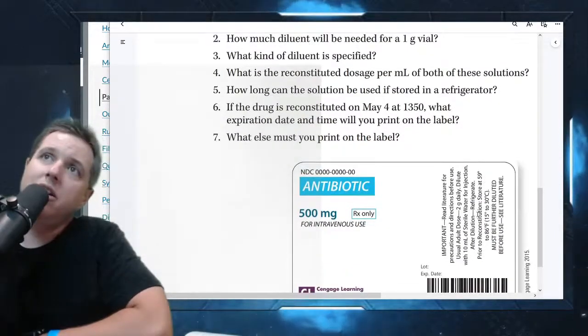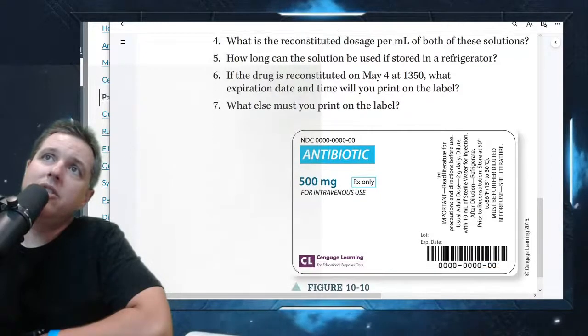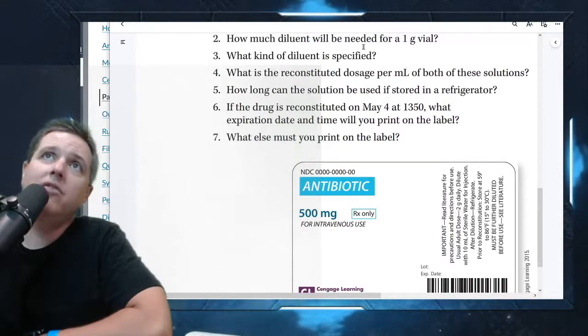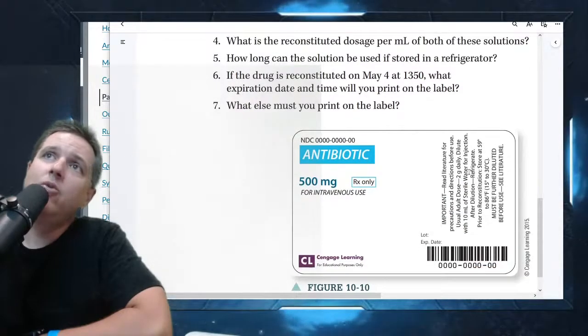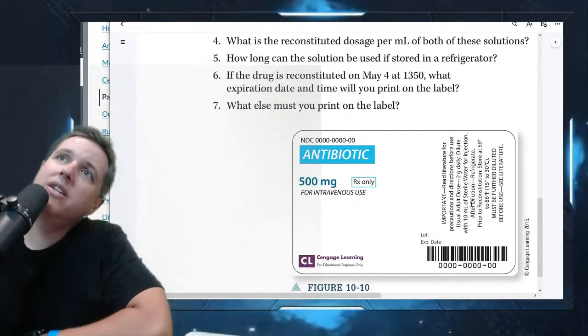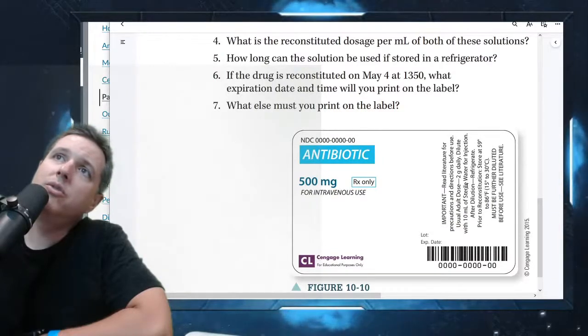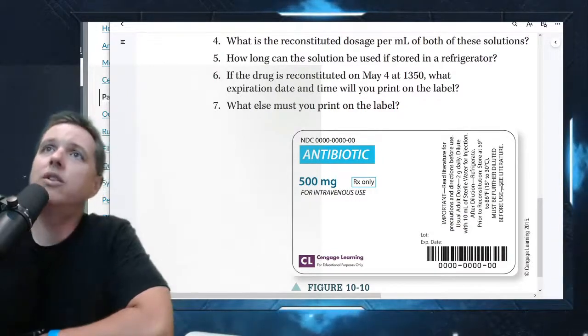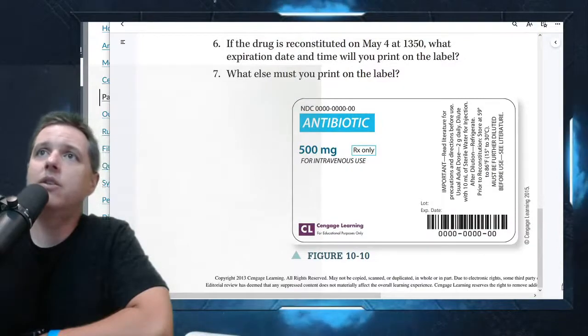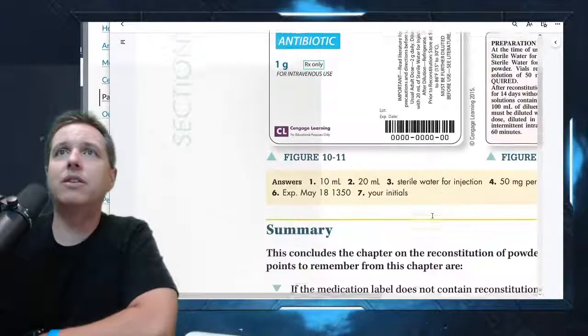And you can see here, it's kind of sideways, but there's a bunch of information in here. One of the things they ask on here is what kind of diluent is specified. Well, you can see on here, it says sterile water. So you're supposed to use sterile water to dilute this thing. Okay, so they're specifying what kind of thing to dilute it with.